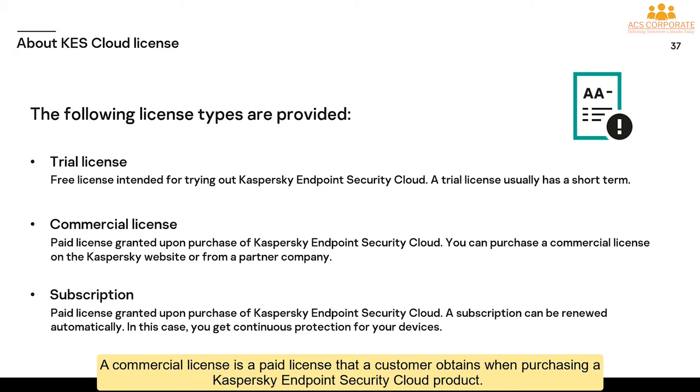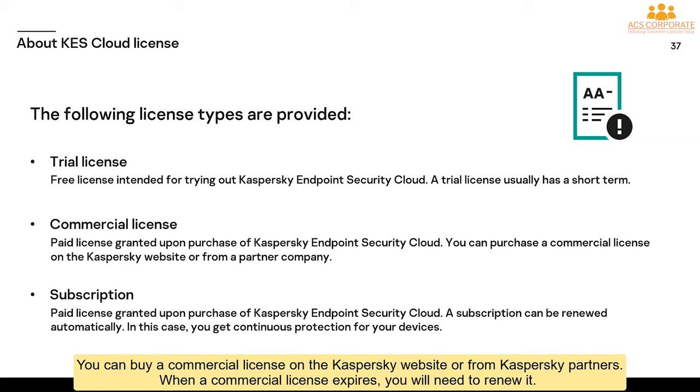A commercial license is a paid license that a customer obtains when purchasing a Kaspersky Endpoint Security Cloud product. You can buy a commercial license on the Kaspersky website or from Kaspersky partners. When a commercial license expires, you will need to renew it.